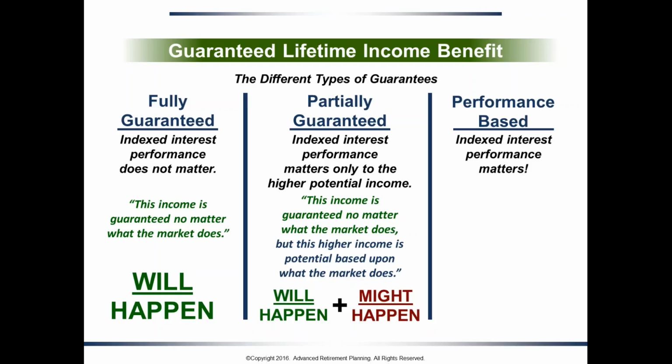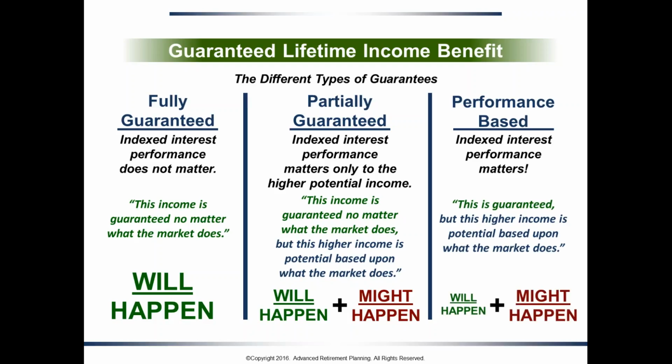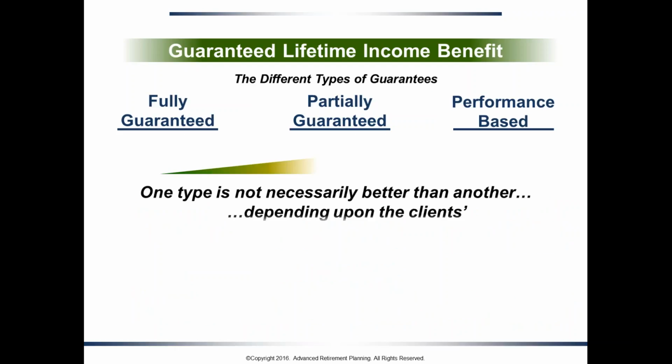Everything matters. Everything is tied to indexed interest, okay? This is guaranteed, but any amount, because there'll be a very small guarantee, but the higher income is based upon what the market does. This isn't the thing of mostly what might happen. So it's very important when we're positioning these to clients that they not only understand if it's fully guaranteed or it's not, but as agents, selecting the right product and matching it specifically to the plan or the needs of the client. And we'll talk about that as we get there.